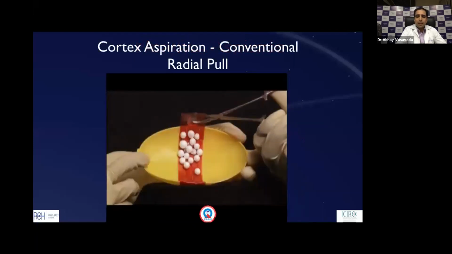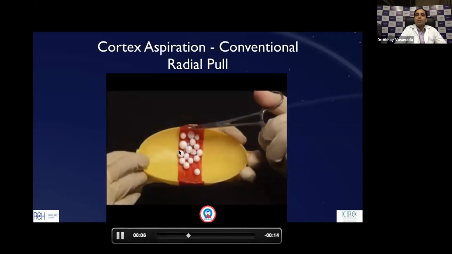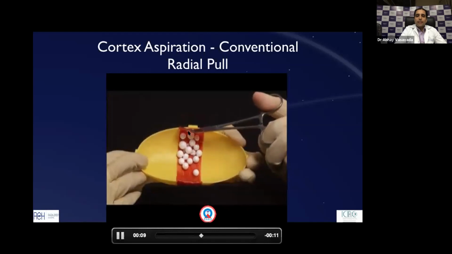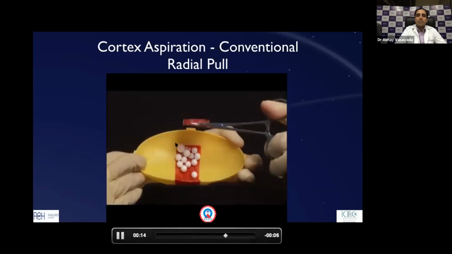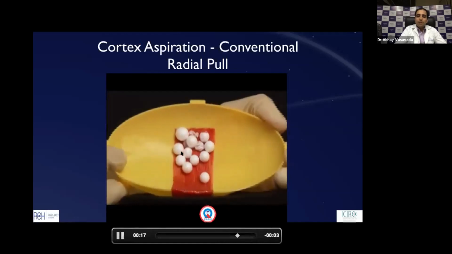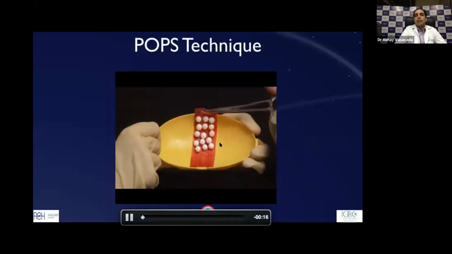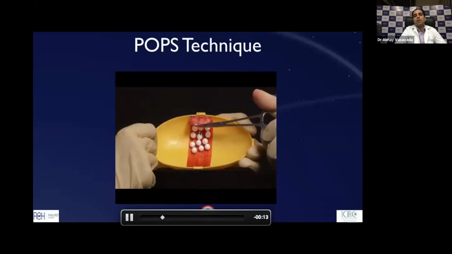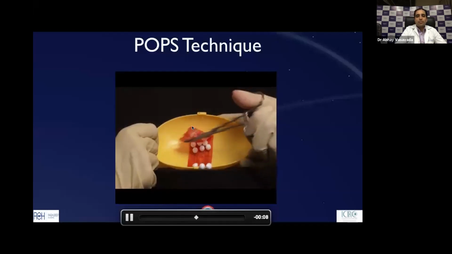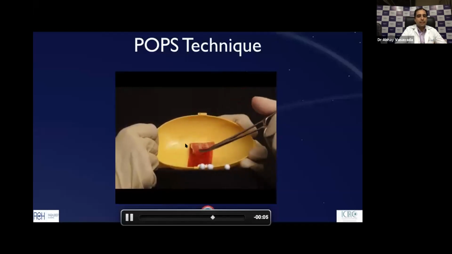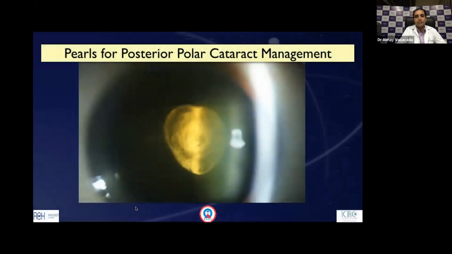So this is another beautiful experiment done by my colleague, Dr. Samresh Srivastav, to show that when you actually go ahead for a radial pull, not only does it cause a lot of stress to the zonules, but there are chances that the cortex sometimes tends to break off, leaving behind not only residual cortex, but also residual lens equatorial epithelial cells. Compare that to a step-by-step cortex removal, that is positioning, occluding, swiping, and then actually removing. You are less likely to cause stress to the zonules and more complete removal of the cortex and the lens equatorial epithelial cells.